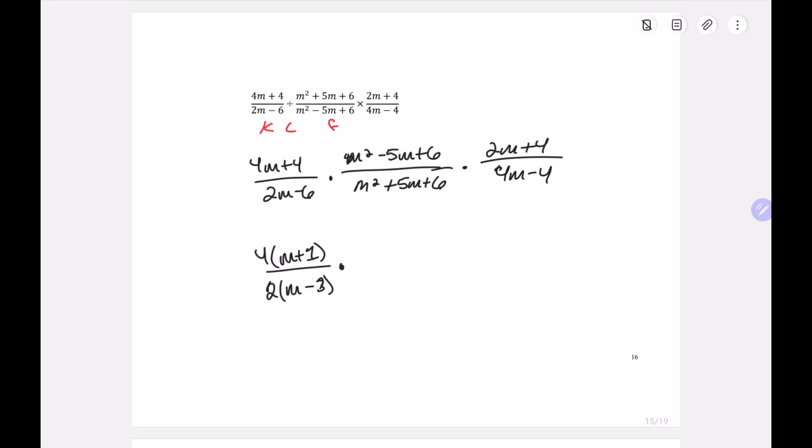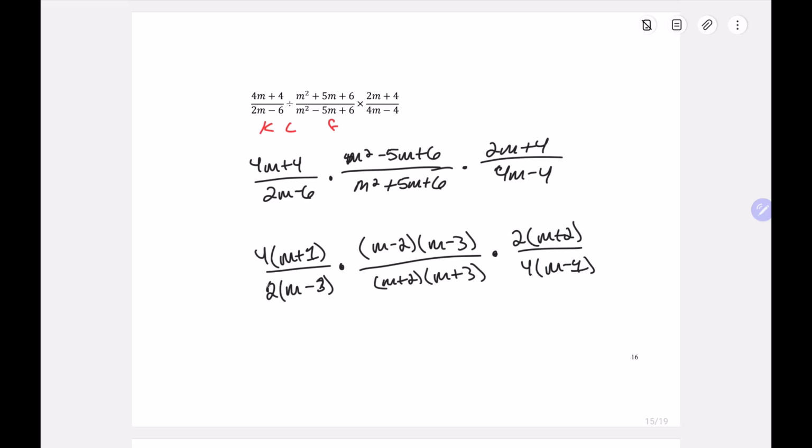In the top middle we would get an m minus 2, m minus 3 all over an m plus 2, m plus 3. In the top right, you would get a 2 times m plus 2 all over a 4 times m minus 1.